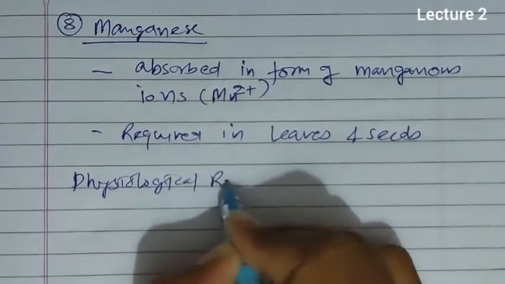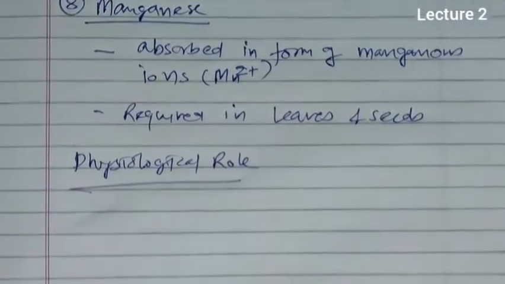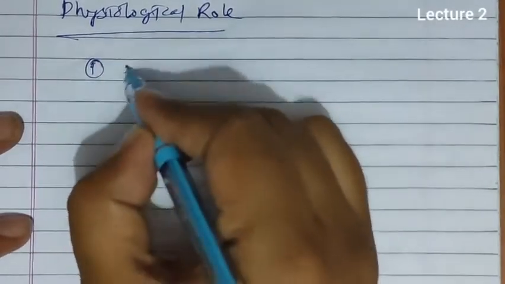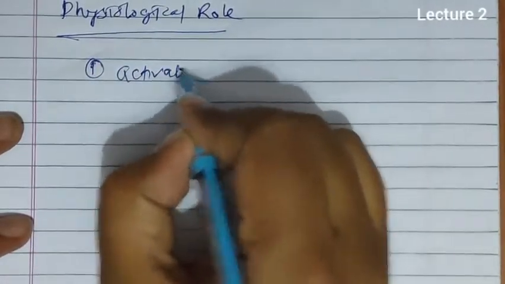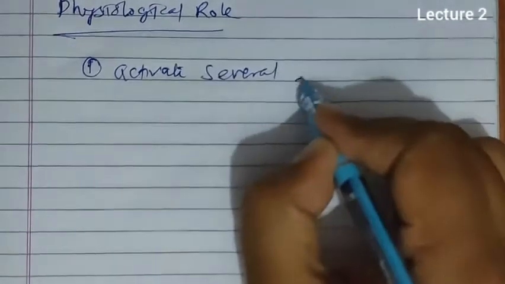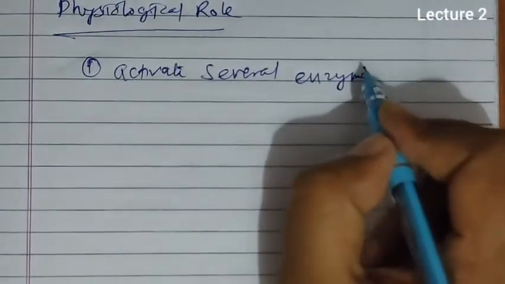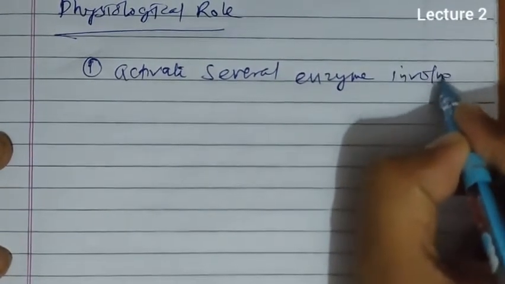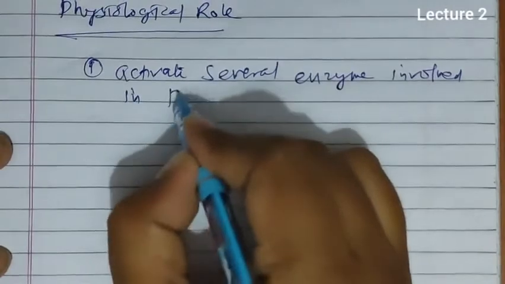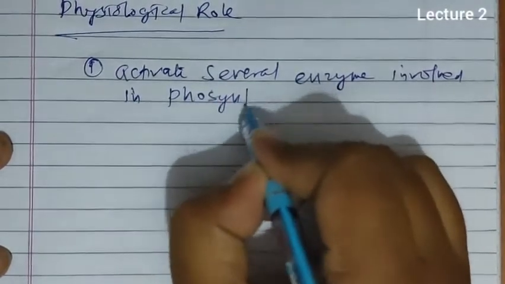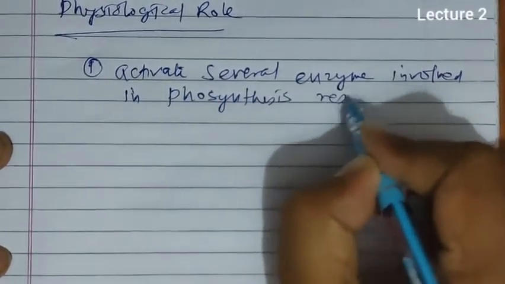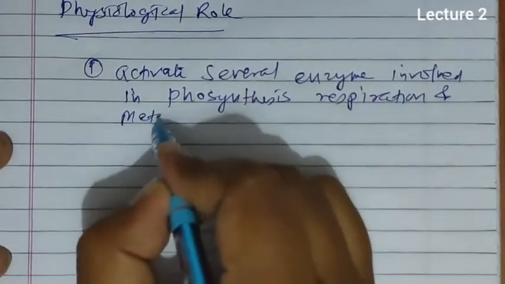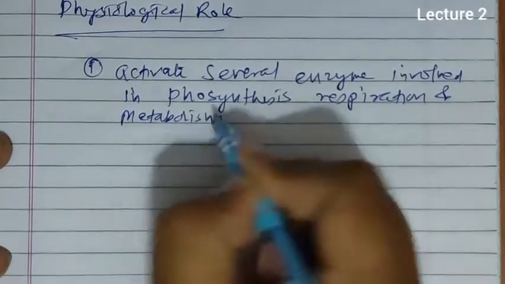So when we talk about the physiological role of this manganese, we come to know that it activates several enzymes involved in photosynthesis, respiration and metabolism. Okay.